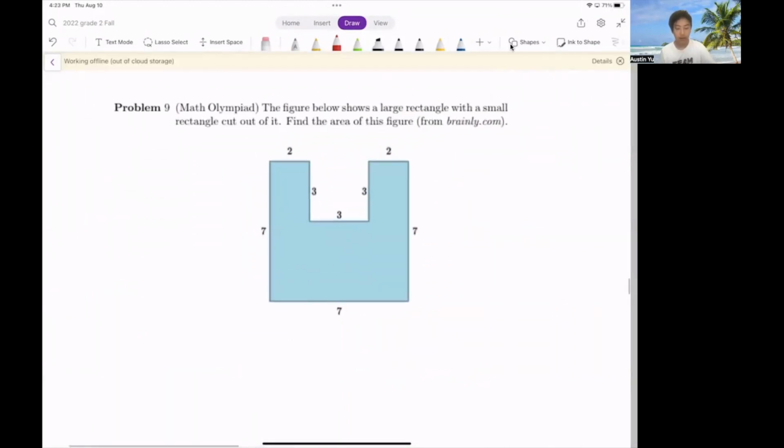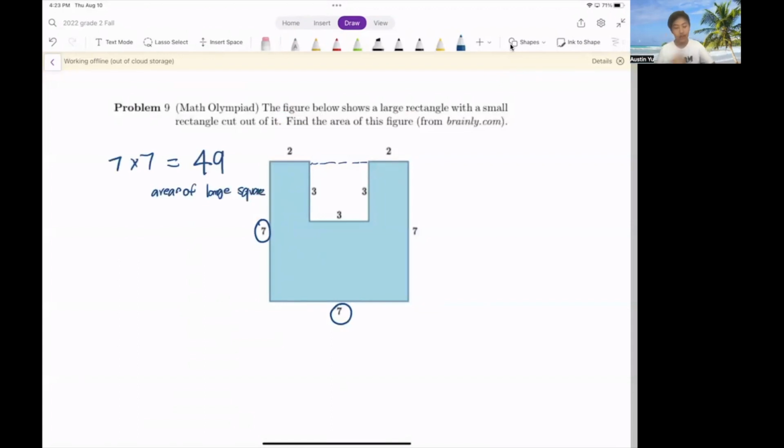Moving on to problem 9. The figure below shows a large rectangle with a small rectangle cut out of it. Find the area of this figure. We see here that if we were to make this large square back together, imagine that this rectangle wasn't cut, then it would just be a 7 by 7 rectangle because 7 on both sides. So then the area of that would be 7 times 7 equals 49. And that would be the area of the large square.